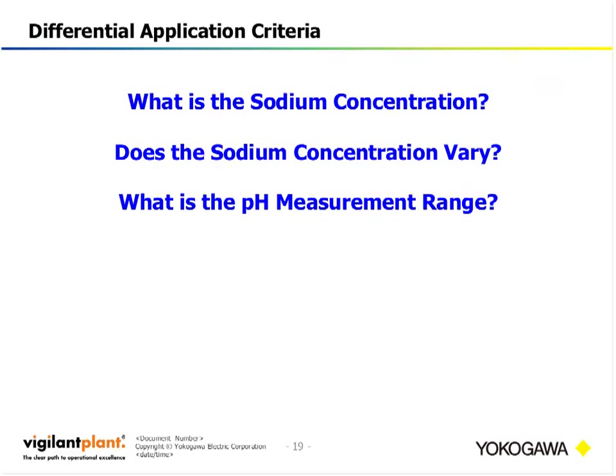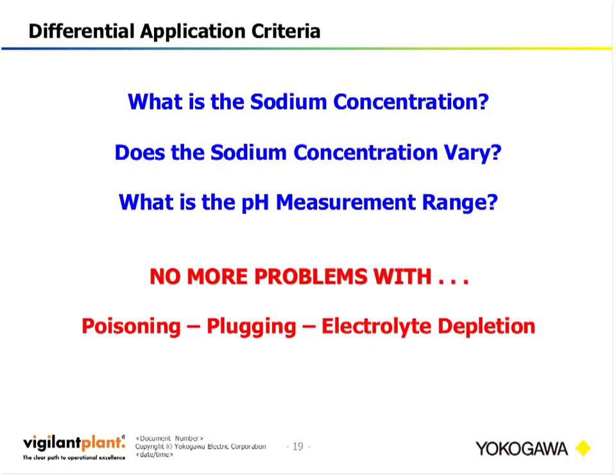So by paying attention to the sodium concentration of the process in question and the measurement range required, we will have a choice between using a conventional or a differential pH loop. If we use the differential approach, then we have no poisoning of the silver-silver chloride element, plugging of the junction, or depletion of the internal KCl solution to contend with. So we will have reduced maintenance and improved reliability.